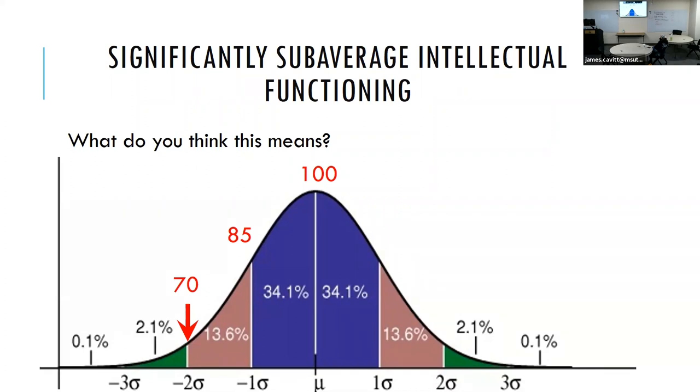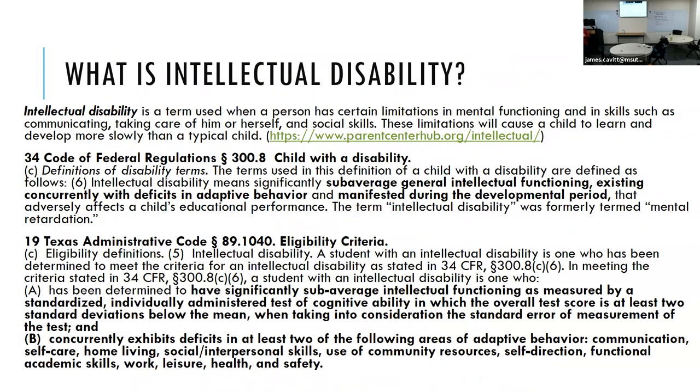So 99, 85, 87, those all would fall into this area here. 100 to 115 is the high end of the average range. That takes care of 68% of the people, between 85 and 115. Now if we go one more standard deviation below the mean, it goes down to the IQ of 70. So let's take the Texas definition.